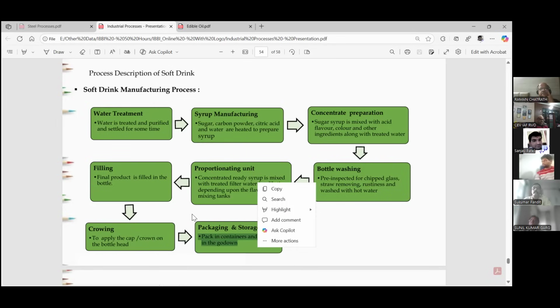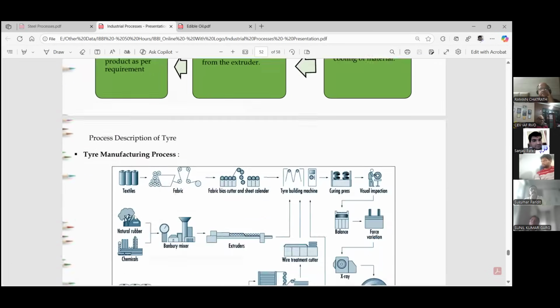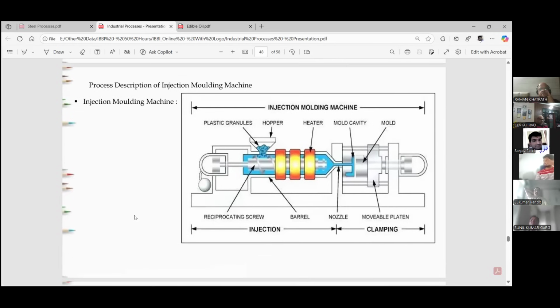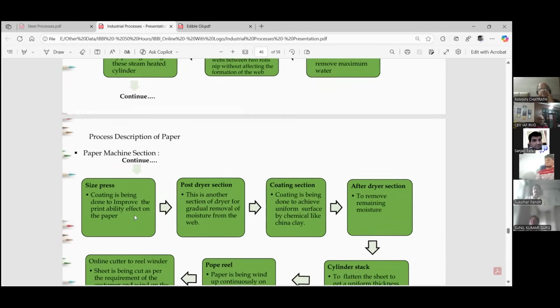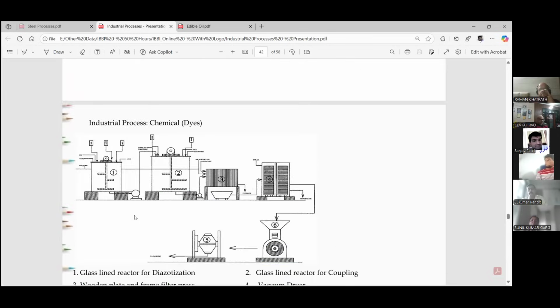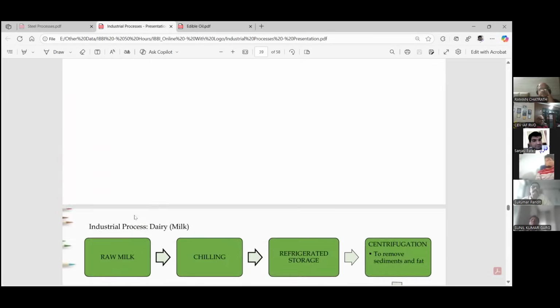Okay. So these are some industries that are part of your syllabus, and you have to understand how they work, what the names of the major machineries are, and maybe what the functions of the machineries are.